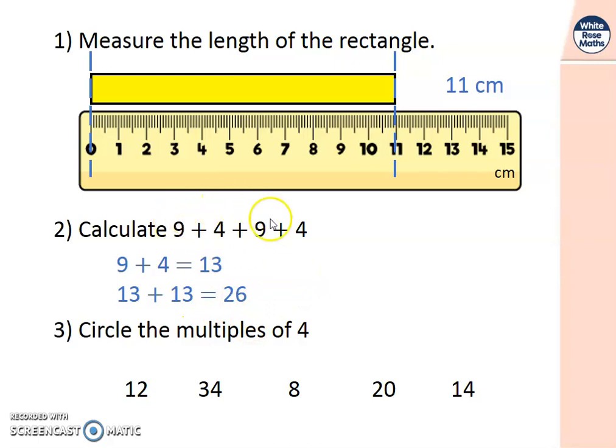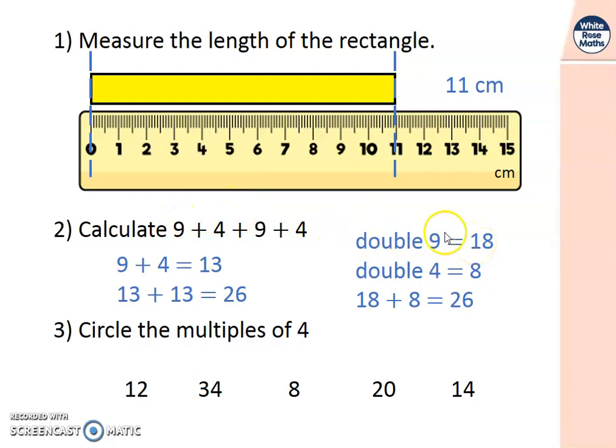Or you might have noticed we have 2 9s. So if we double that 9, it's 18. And we also have 2 4s, and double 4 is 8. Then we need to add those parts together to find the total. 18 add 8 is 26. Can you see they make the same answer, so we know it's correct?